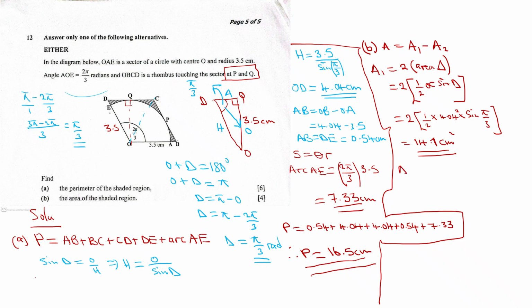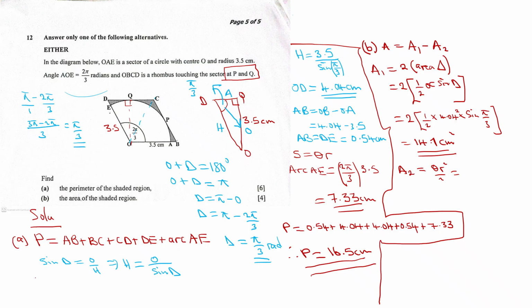Let's work out area 2. Area 2 is the area of a sector. So let's work out the area of a sector. Area of a sector is given by theta r squared divided by 2. We already know what our theta is. We already know what our radius is. Then we are just going to divide that by 2.